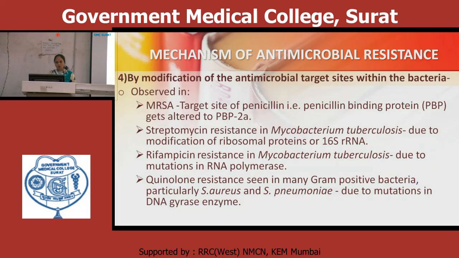Observed in MRSA, the target site of penicillins, penicillin binding protein, gets altered to PBP2A. Streptomycin resistance in Mycobacterium tuberculosis is due to modification of ribosomal proteins or 16S RNA. Rifampicin resistance in Mycobacterium tuberculosis is due to mutation in RNA polymerase. Quinolone resistance is seen in many gram-positive bacteria, particularly Streptococcus pneumoniae, due to mutation in DNA gyrase enzyme.